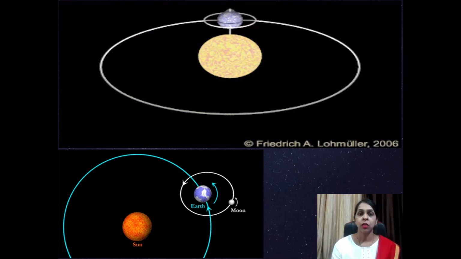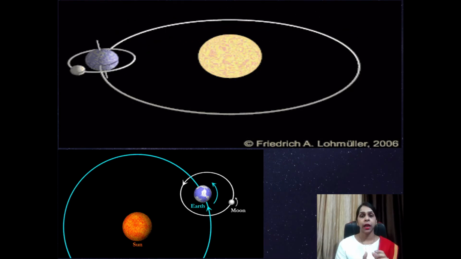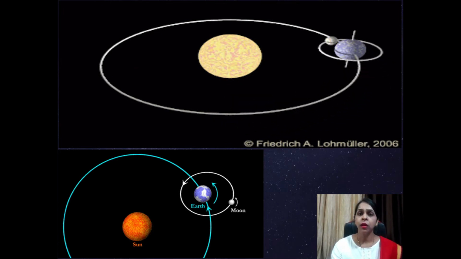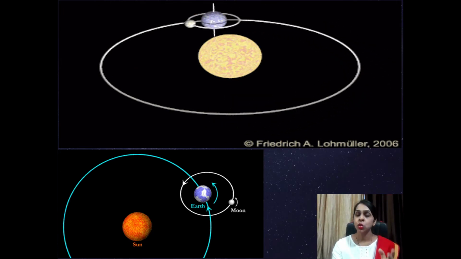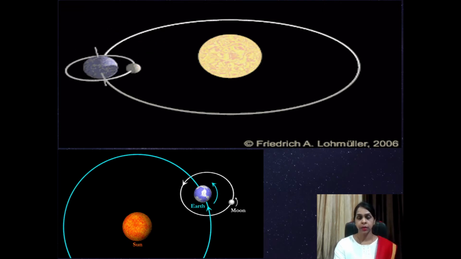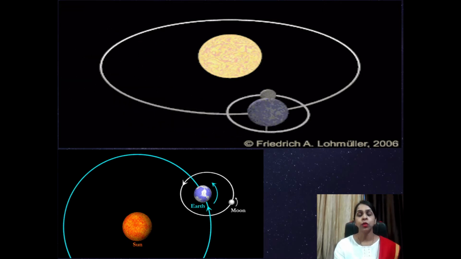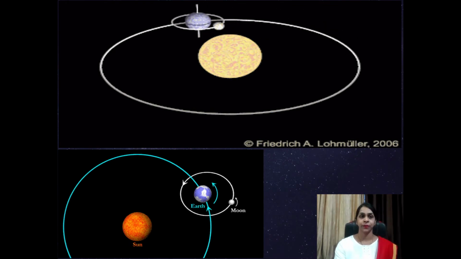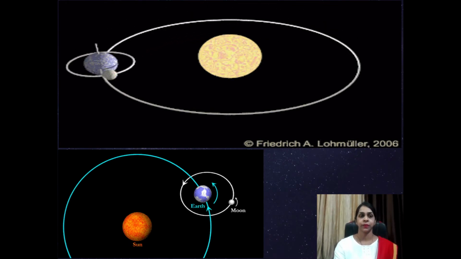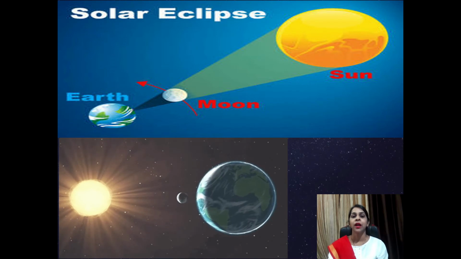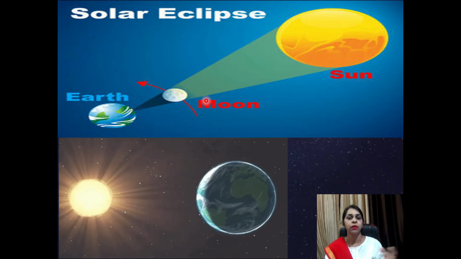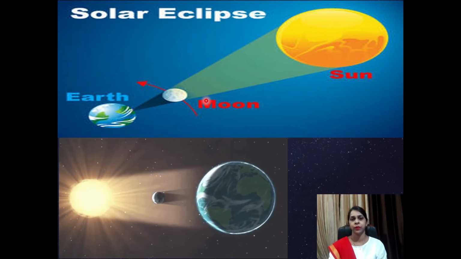In some special cases, when the moon comes in a line with the Earth and causes an eclipse, we will learn only the solar eclipse in this session. The lunar eclipse we will learn in the next class. Student, the very first topic is the solar eclipse. What do you understand? What is the solar eclipse?